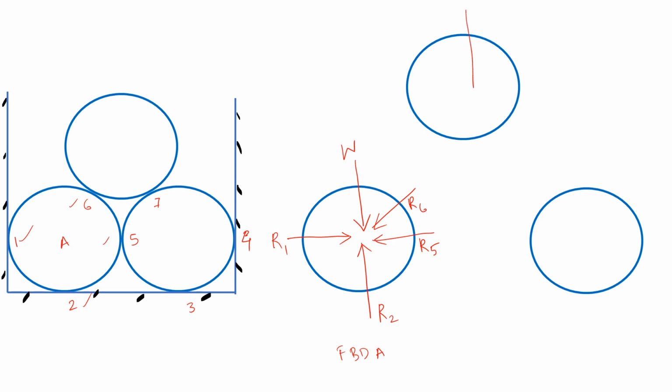Here also there is the weight component first. After marking the weight, we have a reaction from the 6th point R6, and a reaction from the 7th point R7. Okay, then consider the free body diagram of C.